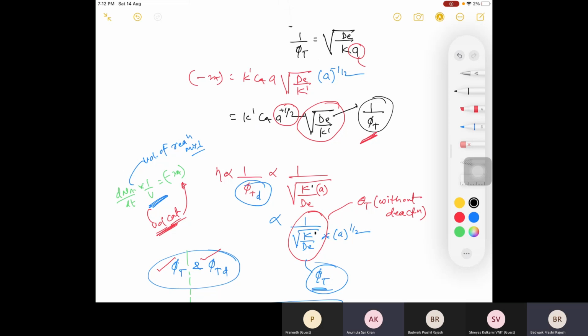Okay, sir. Please check once whether we have taken the volume of catalyst or the volume of reaction mixture, and accordingly you make the changes. Okay.